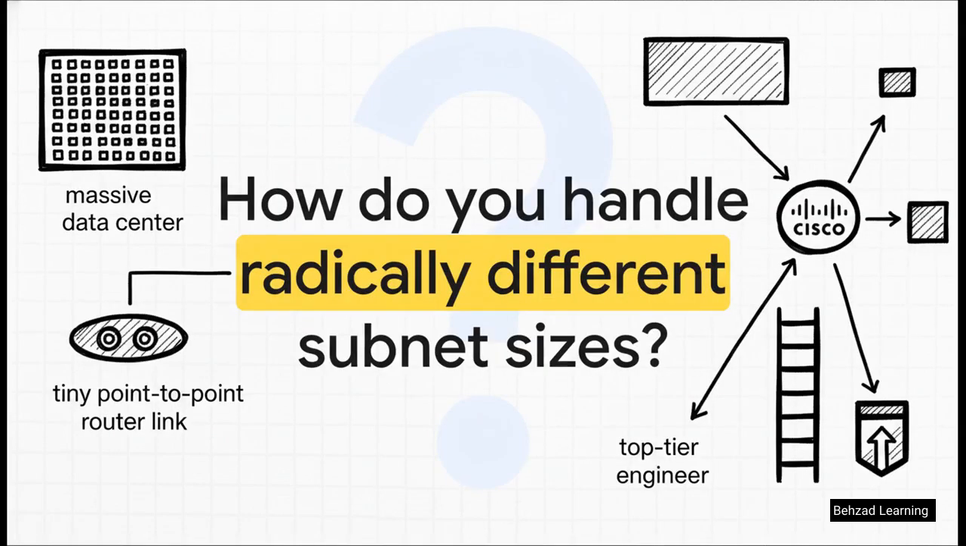But wait, before we wrap this up, I want to leave you with a bit of a provocative thought. Throughout this whole explainer, we assumed every single subnet was the exact same size. But think about the real world for a second. What happens when you have a massive data center needing 1,000 IP addresses, and right next to it, a tiny point-to-point router link that only needs exactly 2 IP addresses? Using the exact same size subnet for both would be a massive, unforgivable waste of IPs. The answer to that little puzzle is variable length subnet masks, or VLSM. And mastering VLSM, well, that is your next huge step into becoming a top-tier Cisco engineer.